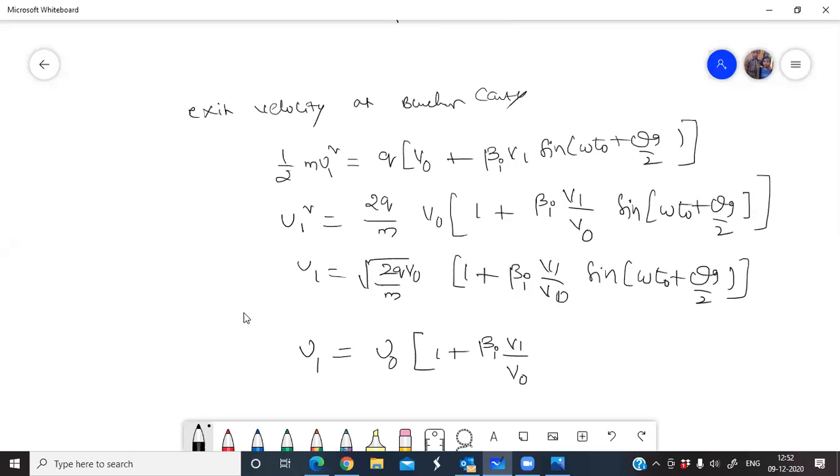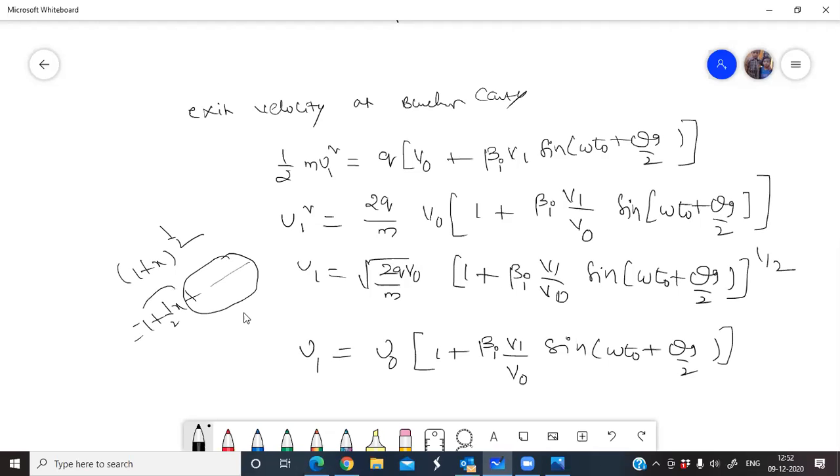1 plus beta i V1 by V naught sin omega t naught plus theta g by 2. I think here we are having a 1 by 2, right? v1 equals root of 2qV naught by m, the root of 1 plus like this. Here the binomial expansion is 1 plus x to the power 1 by 2, which equals 1 plus 1 by 2 x plus so on. If I neglect the higher order terms, you get only 1 plus 1 by 2 x.